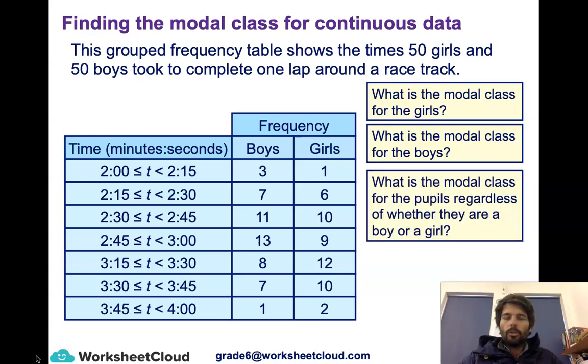The next part asks, what is the modal class for the pupils, regardless of whether they are a boy or a girl? So now we need to add up the various frequencies. If you go through the table, you'll see that between 2 minutes 45 and 3 minutes, there were 13 boys and 9 girls, and 13 plus 9 gives you 22, and that's going to be your modal class because that's where the most number of boys and girls finished one lap. Okay? So that's how you find the mode or modal class in a variety of ways.